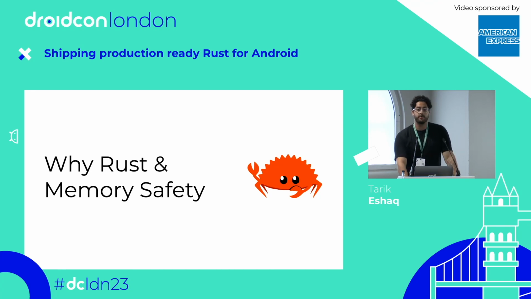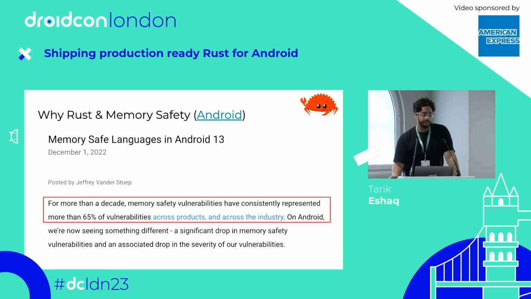So why is memory safety important? We'll go through a few statements from a few different organizations on how they've evaluated memory safety. Obviously, we're here at an Android conference. So this is an article from the Android team in December of last year, where they've quoted that 65% of vulnerabilities across products and industry happen due to memory safety vulnerabilities. Those are the same vulnerabilities, a whole class of vulnerabilities, that Rust eliminates.